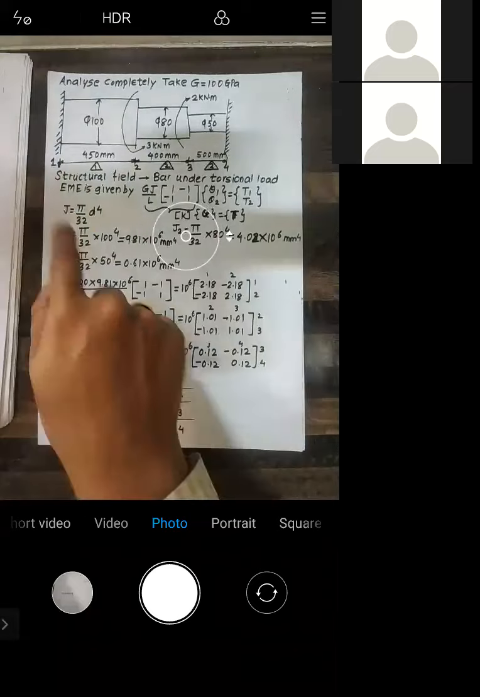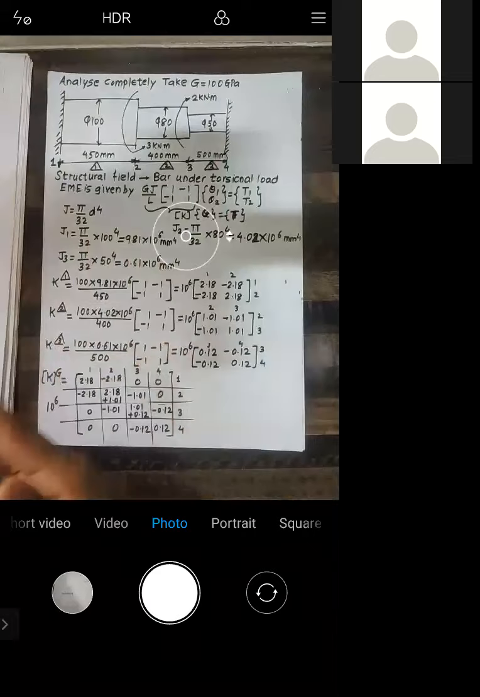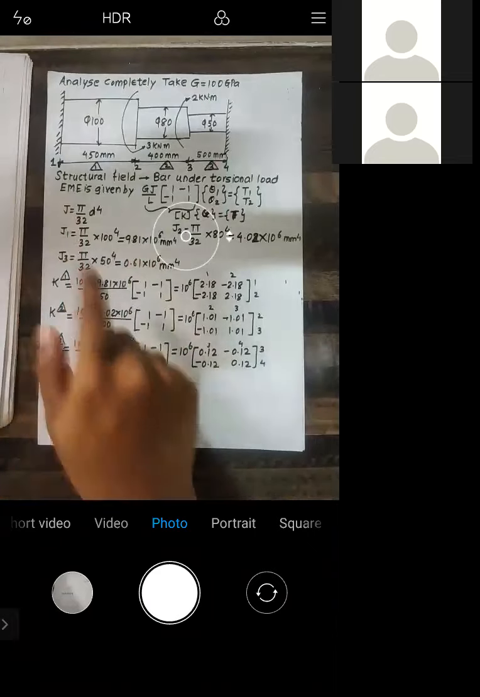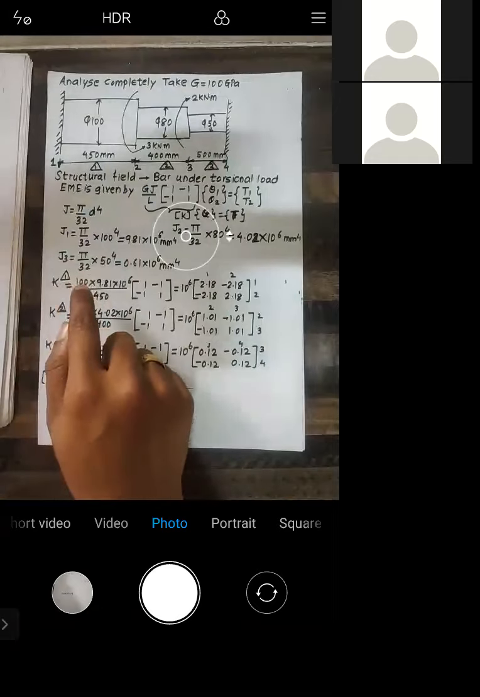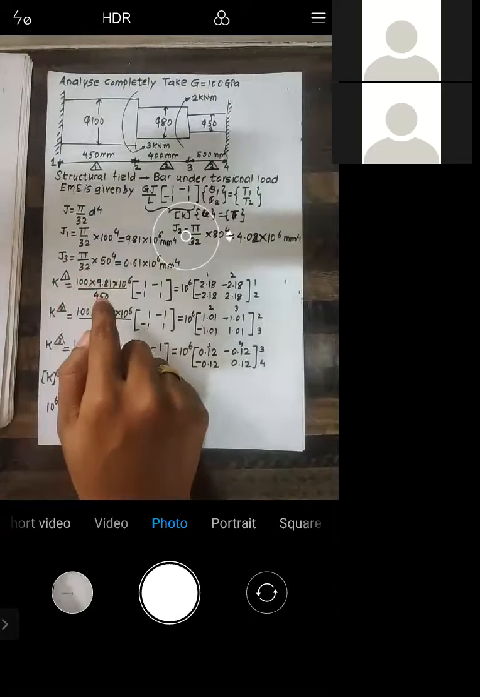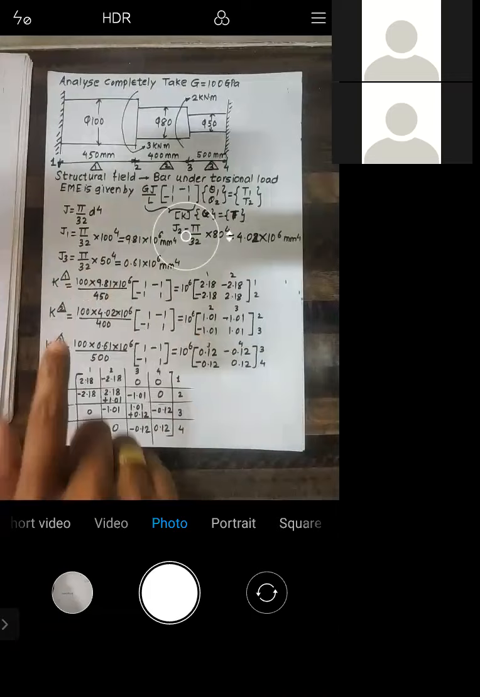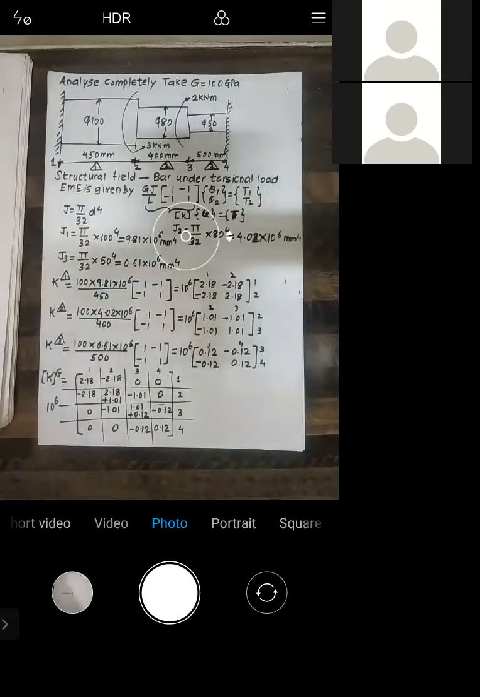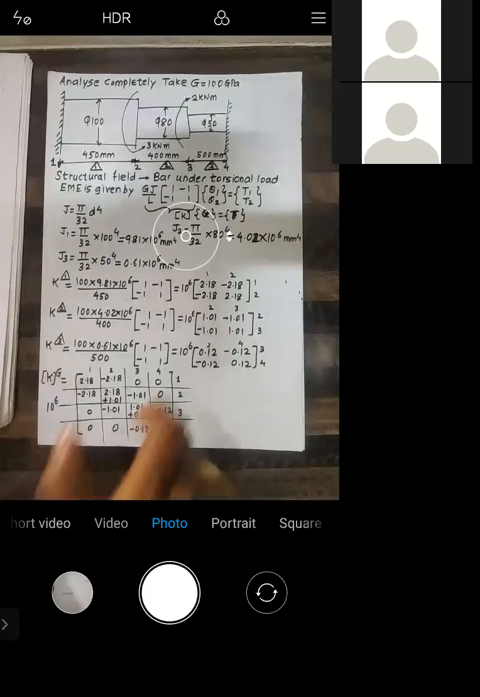By using this formula, we have calculated the value of J for every element, because we need to use this value for calculating the element stiffness matrices. The element stiffness matrix is G, J of the element, divided by length of the element. Likewise, we have calculated it for elements 1, 2, and 3. But we don't want the individual or separate element matrices. We want a single matrix which will govern the entire system. That matrix is called the global matrix.